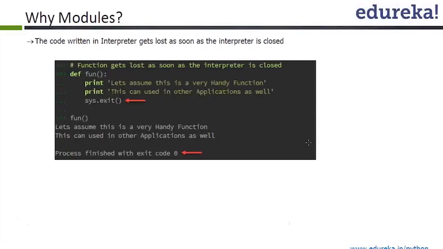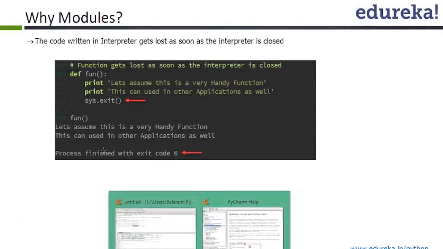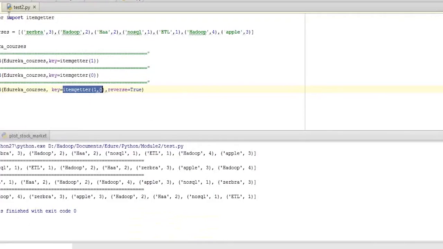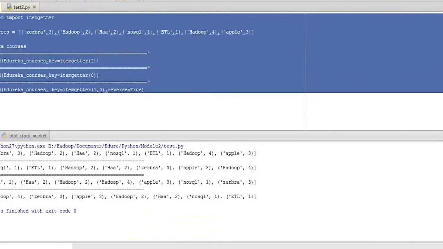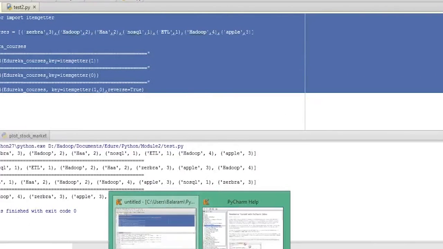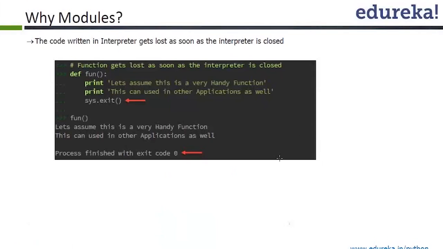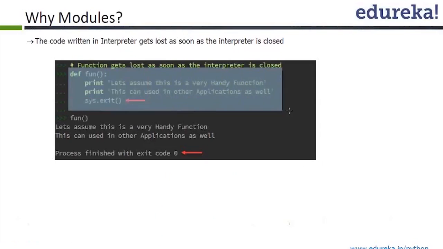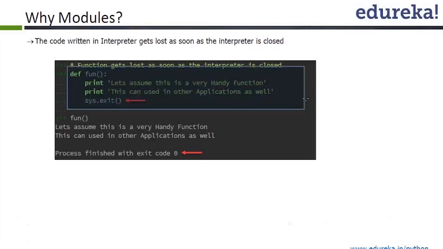Why modules? The code written in the interpreter gets lost as soon as the interpreter is closed, right? Whatever I have written here, as soon as I close this, it's all gone. So how do I save it? How do I save the functions that I write? Let's assume this is a very handy function. How do I keep it?